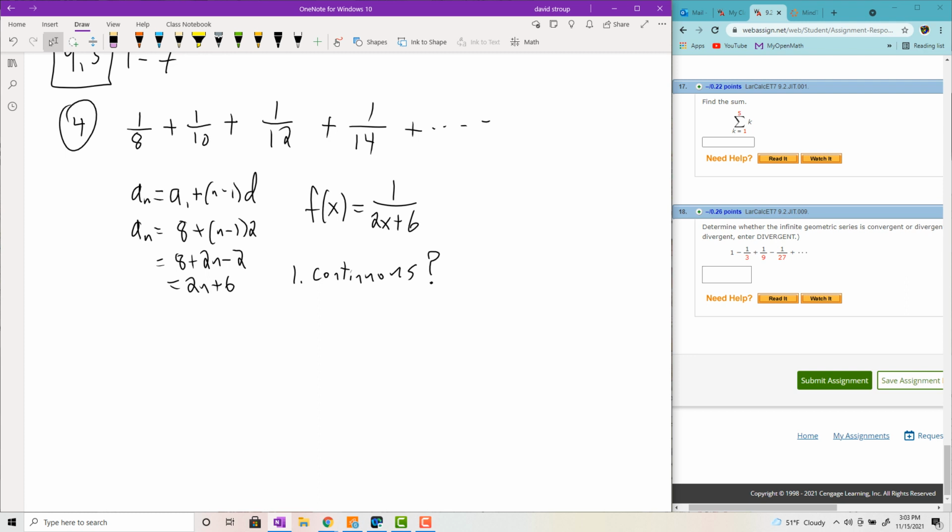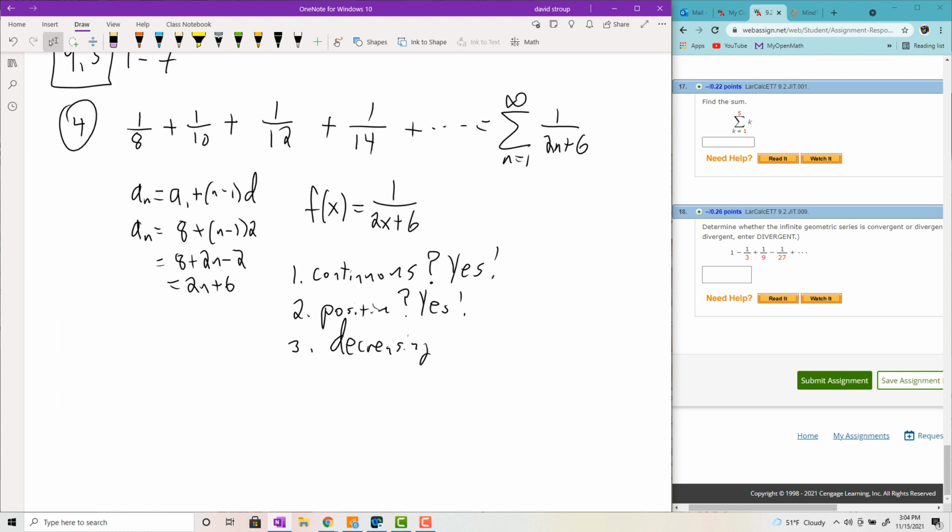Because this series, what does it represent? It represents a series from n equals 1 to infinity. Okay, so I only have to worry about x values from 1 to infinity. Okay, so yes, on that interval it is continuous. Secondly, is it positive? On that interval, yes, you'll have a positive over a positive, which is positive. The thing you'll have to prove on my test is whether it is decreasing on the interval.